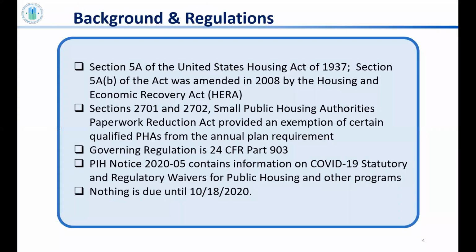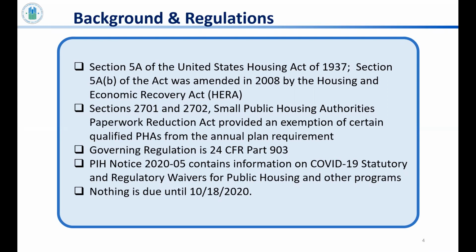I'm going to go over the background and the regulations section of our presentation. The PHA plan process was established by Section 5A of the United States Housing Act of 1937. Section 5A of the Act was amended in 2008 by the Housing and Economic Recovery Act, also known as HERA. Now, sections 2701 and 2702 of the Small Public Housing Authorities Paperwork Reduction Act included an amendment that provided an exemption of certain qualified PHAs from the annual plan requirement.